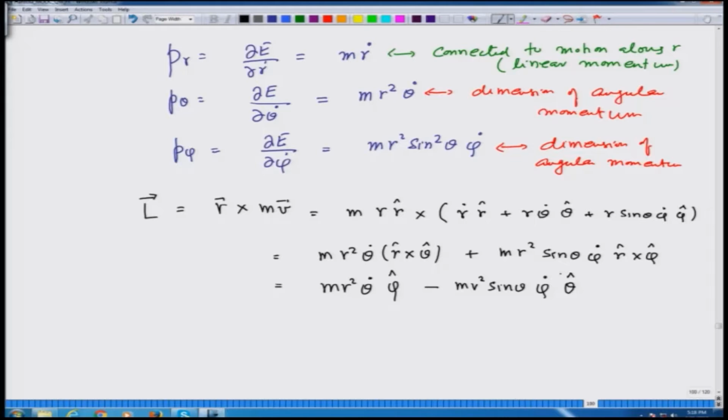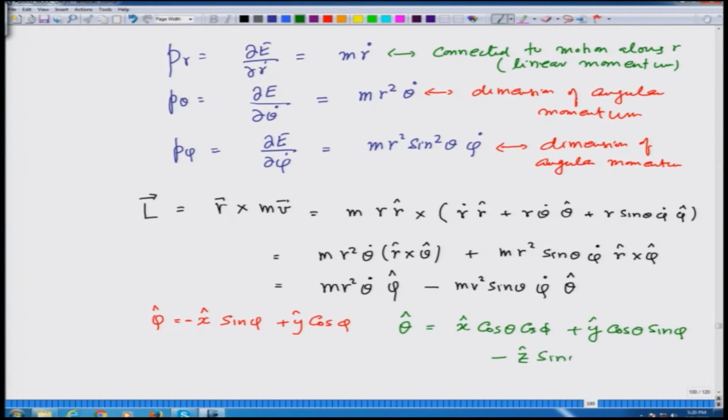Let me remind you from your previous courses that phi-hat is nothing but minus x-hat sin phi plus y-hat cosine of phi, and the theta-hat is nothing but x-hat cosine of theta cosine of phi plus y-hat cosine of theta sine of phi minus z-hat sine of theta.